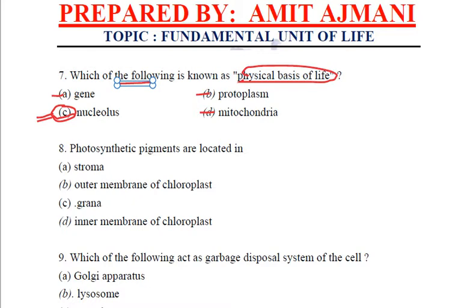In the eighth question, the examiner is asking that the photosynthetic pigments are located in. The options given to us are: is it stroma, or the outer membrane of chloroplast, or the grana, or the inner membrane of chloroplast? So photosynthetic pigments are present in the grana. C is the correct option.